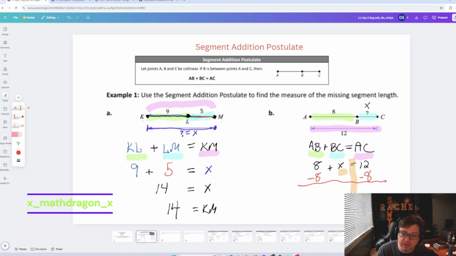And what we do to one side, we want to balance out and do it to the other side. So this 8 take away 8 is 0, but we still have an x here, so we're going to keep that x. And then 12 minus 8 gives us 4. So we know our solution for this piece from B to C is going to be 4. And if we double check, 8 plus 4 does give us 12.